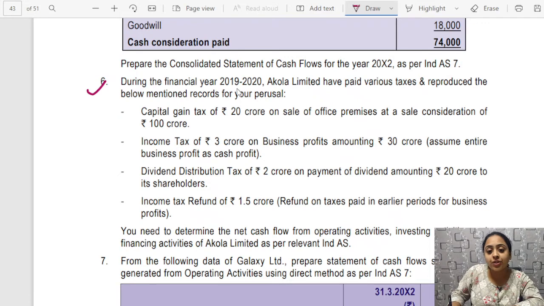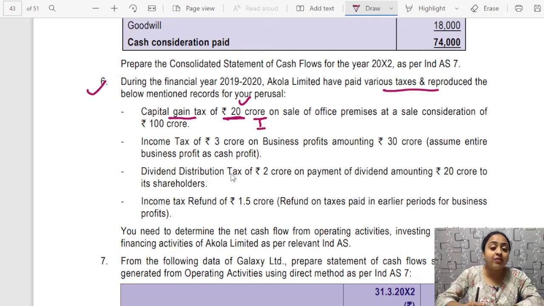During the financial year 2019 and 20, ACCA Limited have paid various taxes and reproduce the below mentioned records for your perusal. First, capital gain tax of rupees 20 crore on sale of office premises at a sale consideration of rupees 100 crore. Okay, so there has been profit, capital gain tax has been 20 crore and the sale consideration has been 100 crore. This full is investing activity.